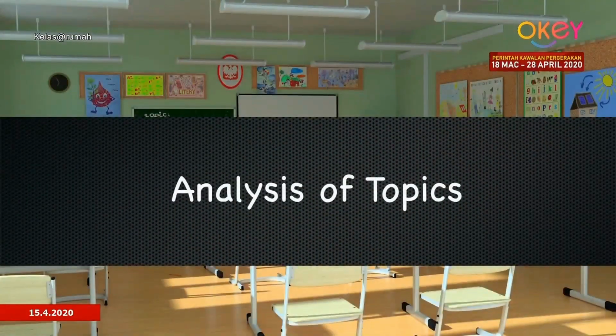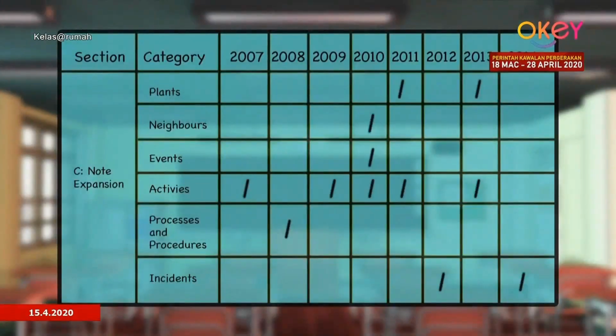Analysis of topics. Now, this table shows the list of topics which appeared in the UPSR Paper 2, Section C from 2007 to 2014. From this table, we can see that topics related to activities had appeared the most. In addition, we can see that there was a combination of topics in 2010, 2011, and 2013.